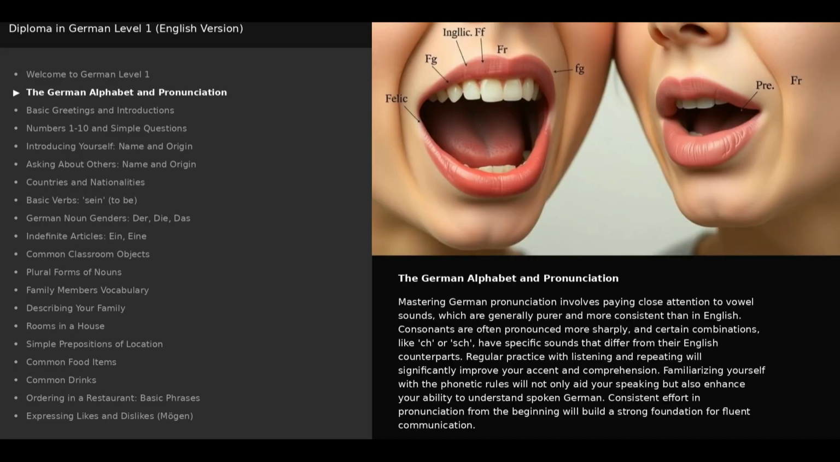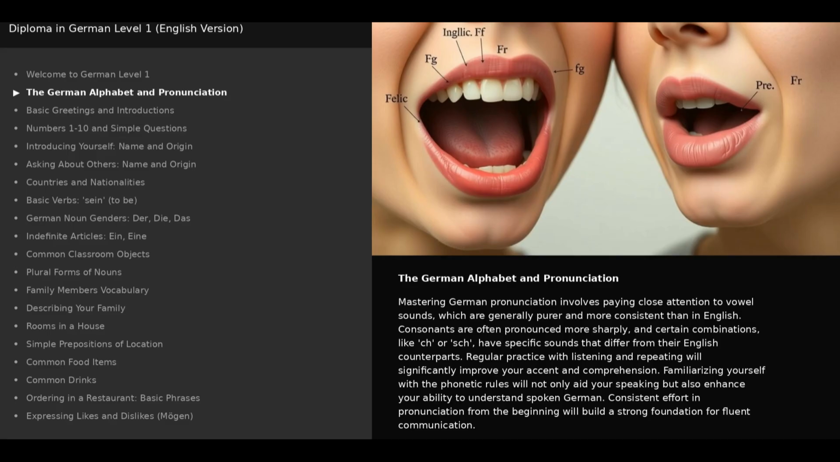Mastering German pronunciation involves paying close attention to vowel sounds, which are generally purer and more consistent than in English. Consonants are often pronounced more sharply, and certain combinations, like ch or sch, have specific sounds that differ from their English counterparts. Regular practice with listening and repeating will significantly improve your accent and comprehension.